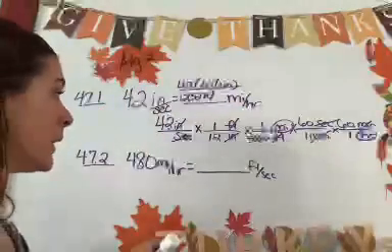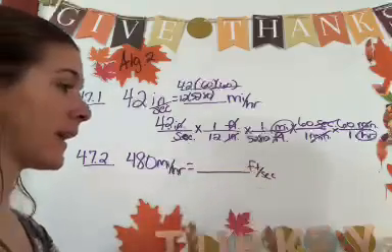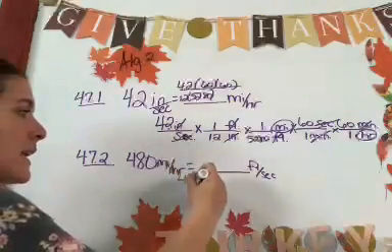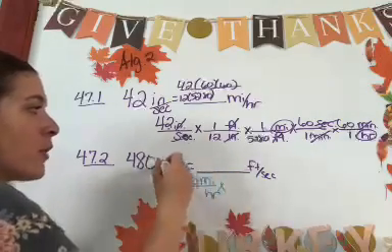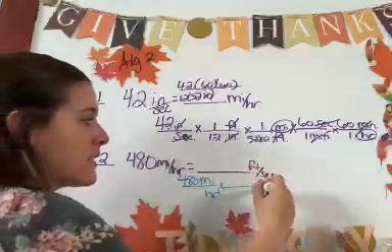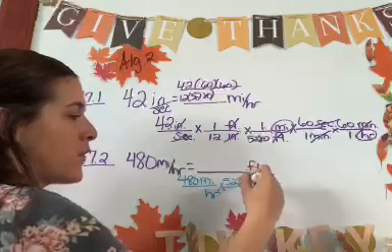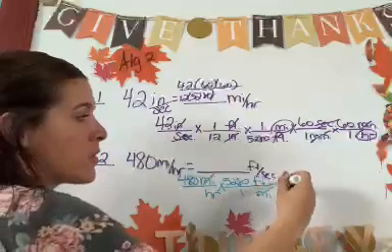Now we're gonna do 480 miles per hour to feet per second. I'm gonna do a different color so you can see it. Let's go 480 miles on top, hours on bottom. I'm gonna get rid of miles first to feet. That's gonna be an easy one because you can go directly 5,280 feet in 1 mile. We got rid of miles, we have feet.